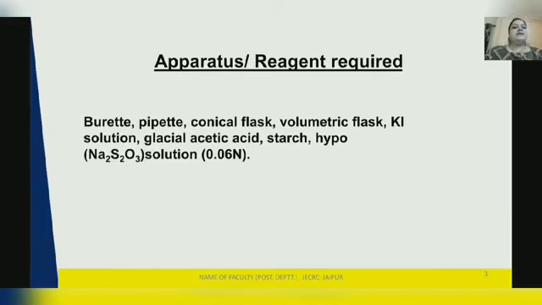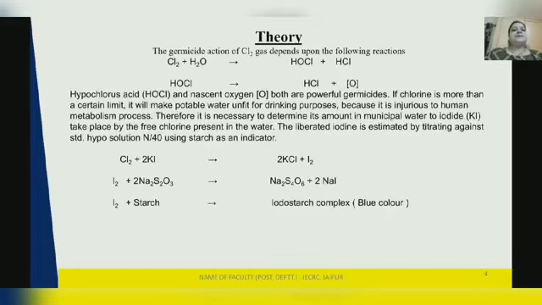The apparatus and reagents we require for this purpose are burette, pipette, conical flask, volumetric flask, potassium iodide solution, glacial acetic acid solution, starch, and hypo solution of 0.06 N normality.